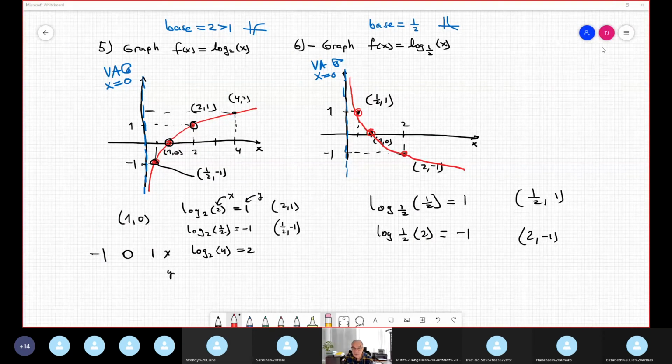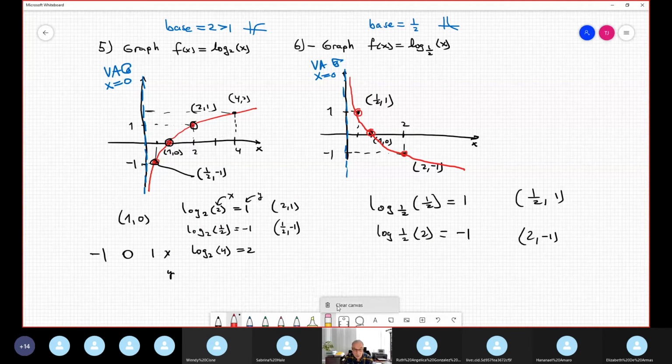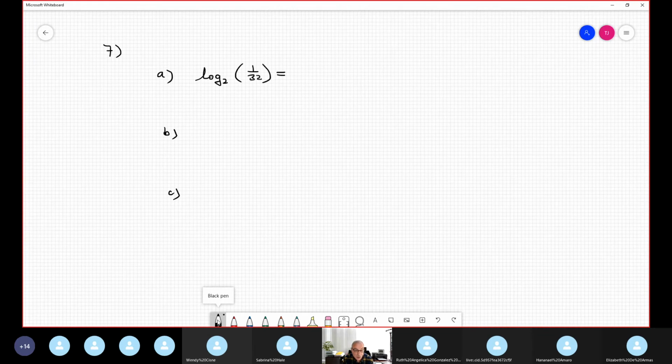Whiteboard. Okay, let's move on to another topic, which is important. Now we convert in question 7. We convert several statements from logarithmic statement to exponential. So, for example, give me A, B, C. And we have log base 2 of 1/32 is equal to -5.